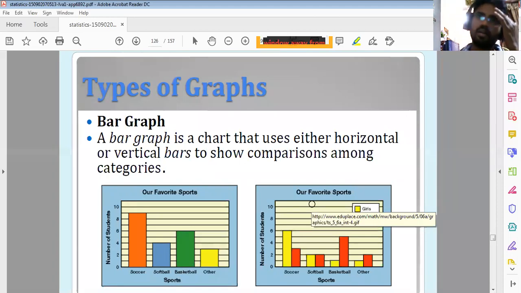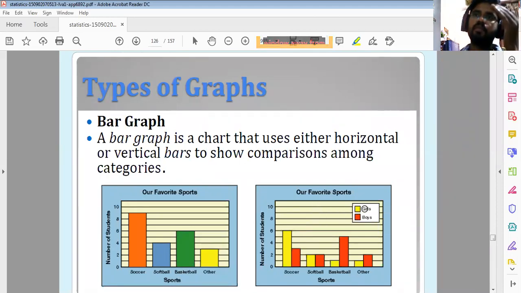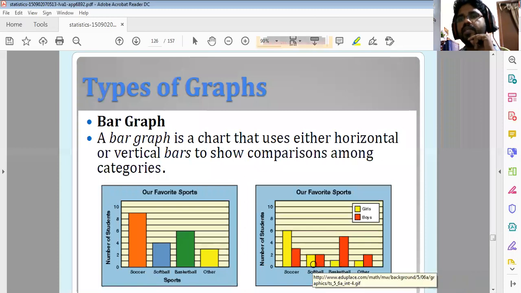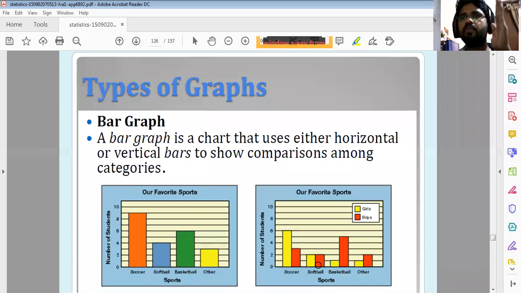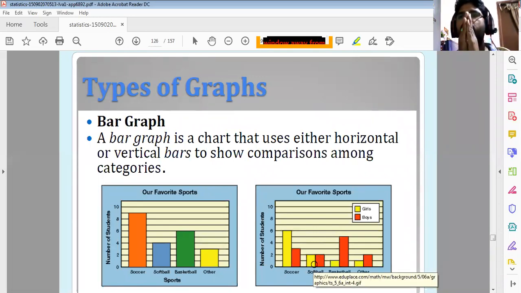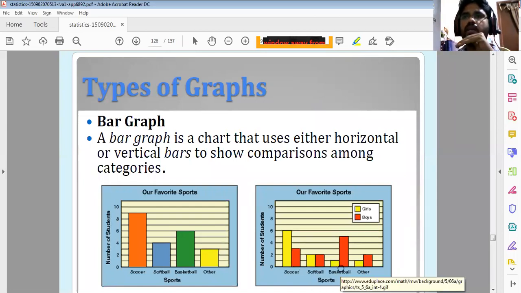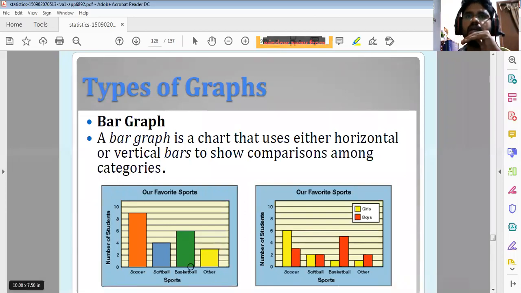For example, in terms of girls and boys, see here softball and basketball. In softball, around 4 students play: 2 girls and 2 boys. That is equal. Whereas for basketball, I think there are 6 members in total.